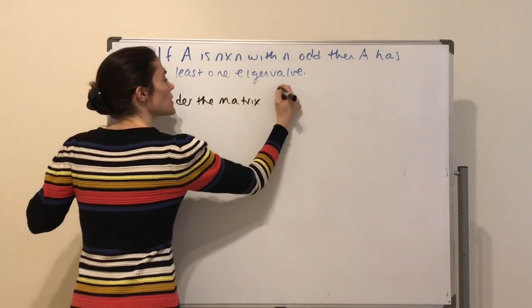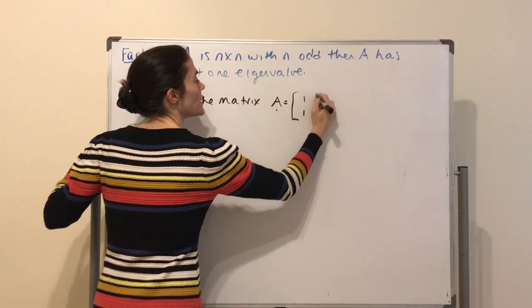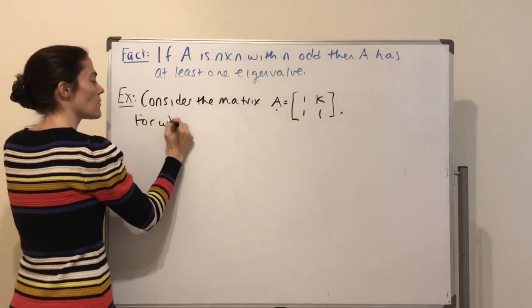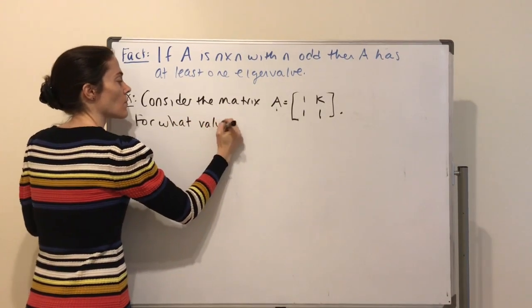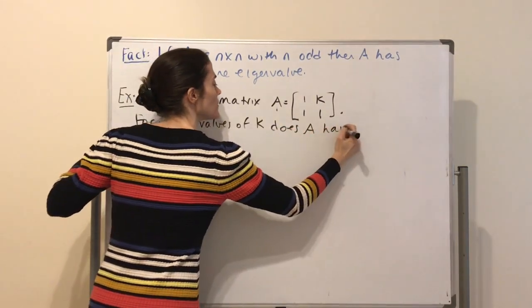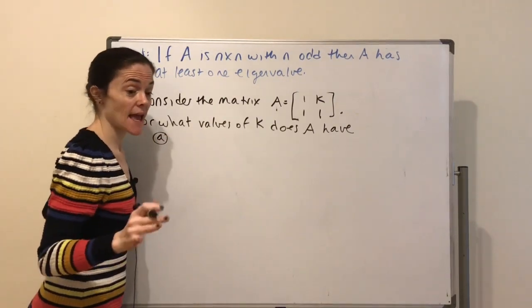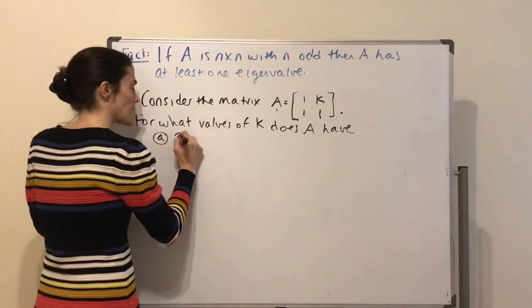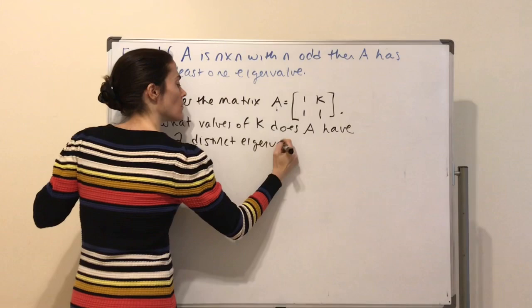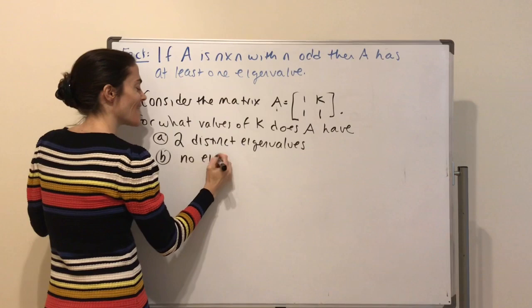Let's consider the following matrix: A, 1, 1, k, 1. And the question is, for what k does A have, and then there'll be two parts. Part 1, for what values of k does A have two distinct eigenvalues? And then the second part is no eigenvalues.